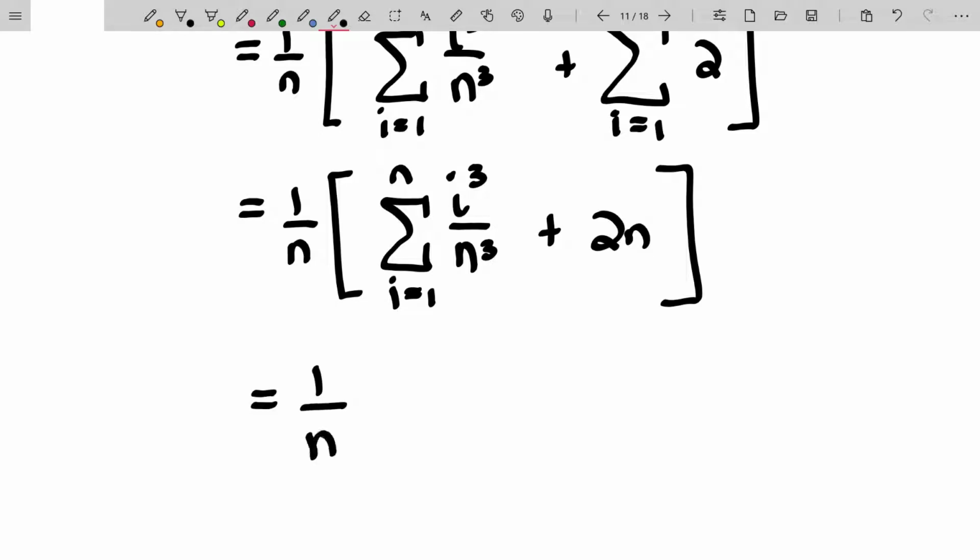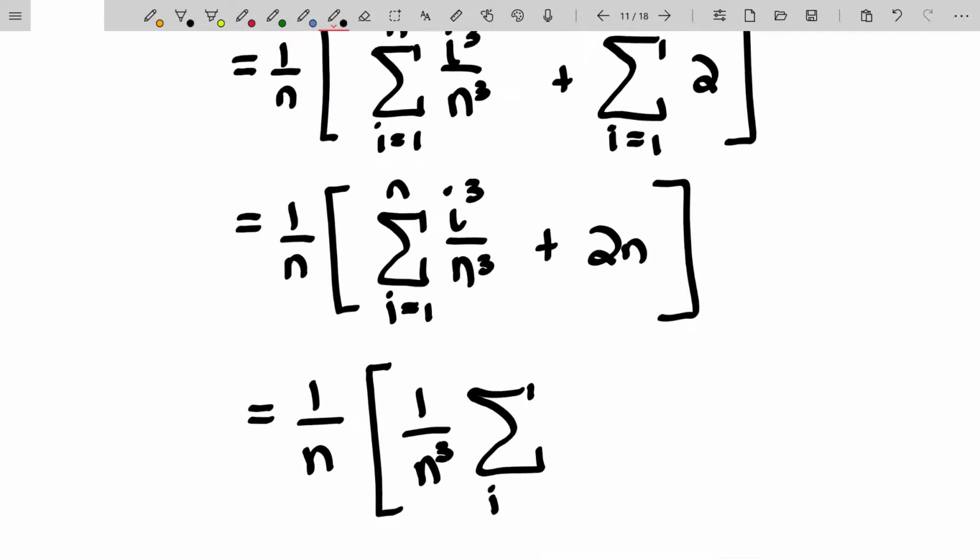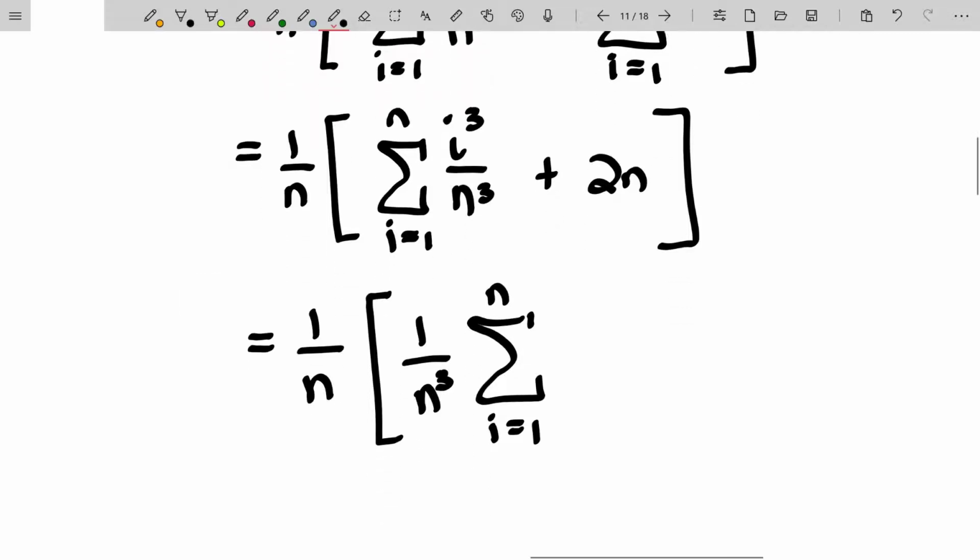Actually, I'm going to do one other thing here. Since that denominator doesn't rely upon i, I'm going to factor out that denominator. Sorry about that. It doesn't rely upon the index of the summation, so I can factor it out. The i cubed still has to sit there, because that i cubed does rely upon the index of the sum.